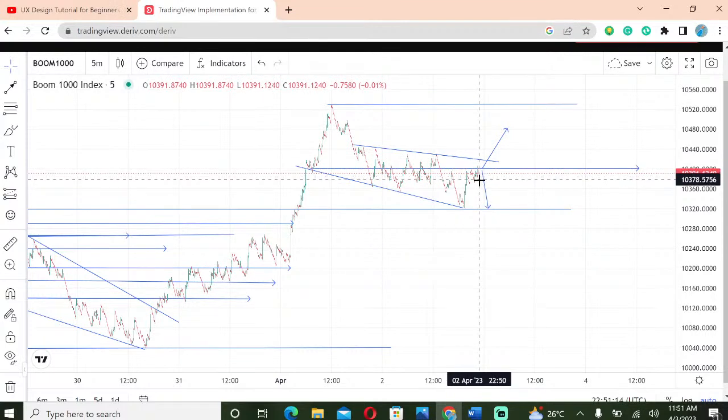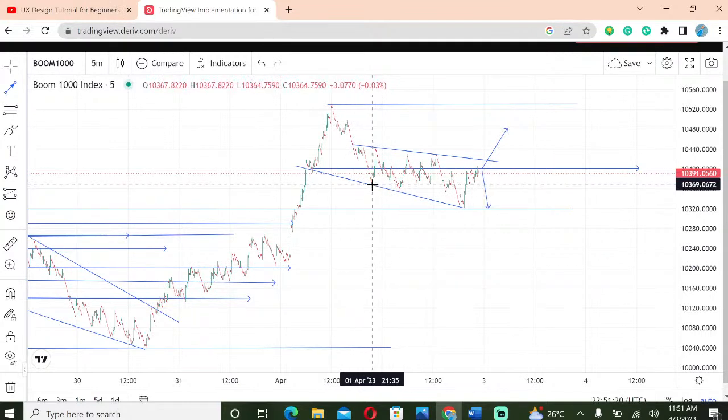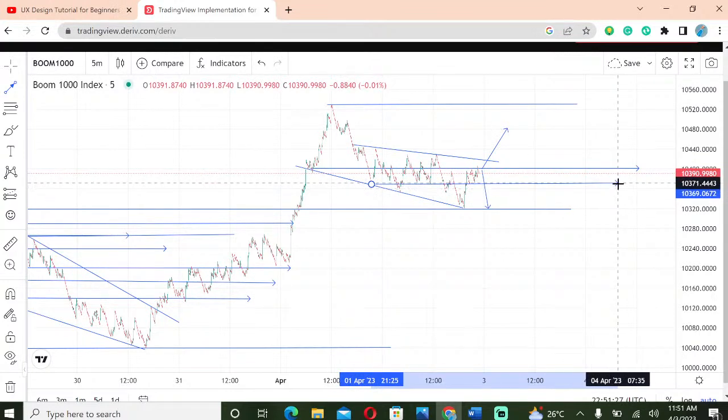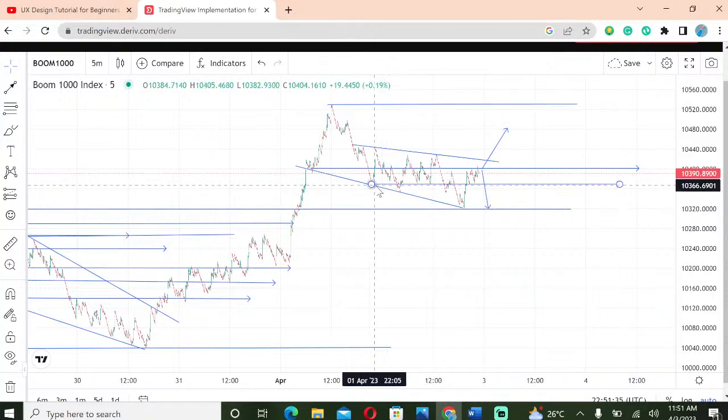The market is keeping on selling down, selling down. So let's check the next one. We have another one at this level. We have another one at this level now. So this is another one. Yes, we have another one at this level also.